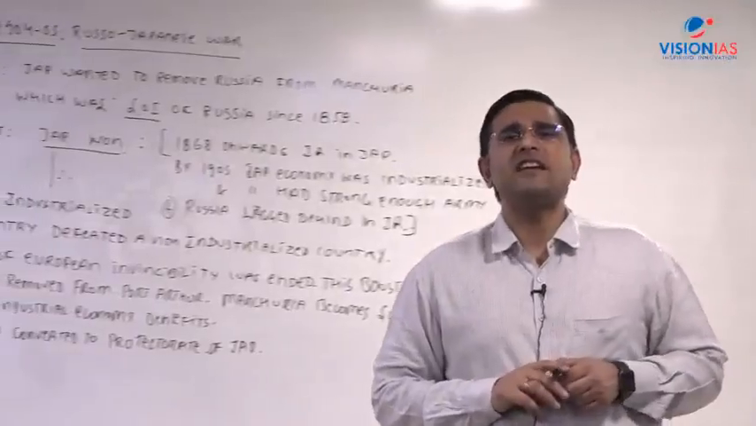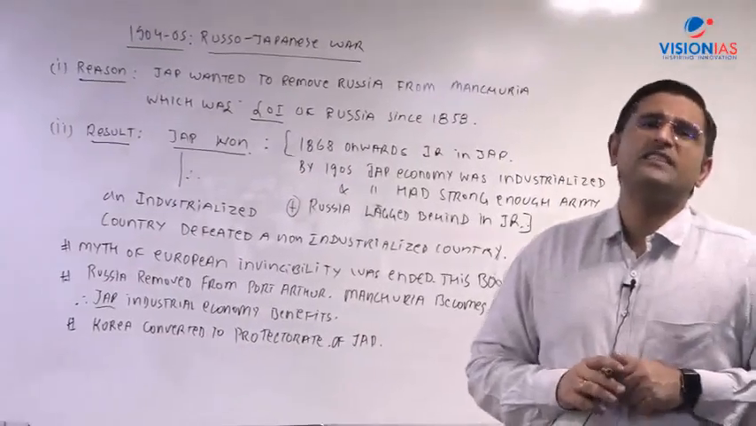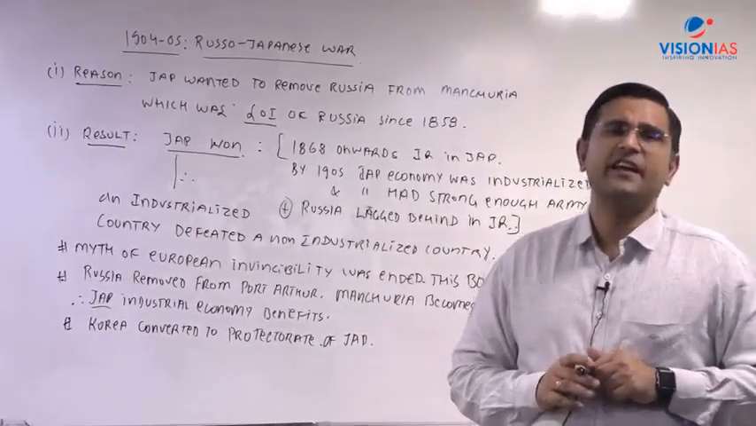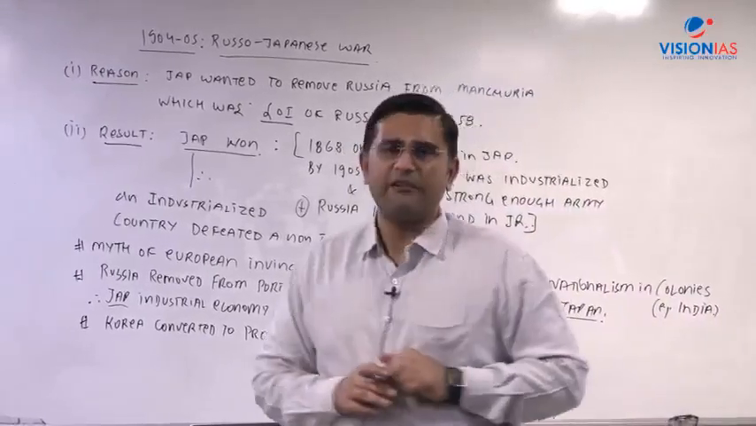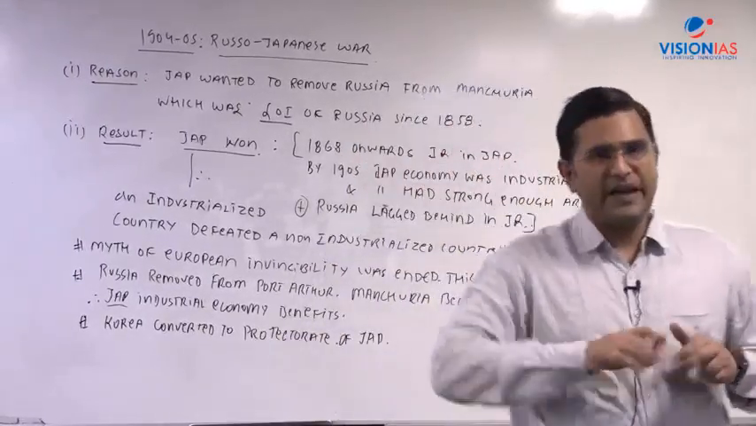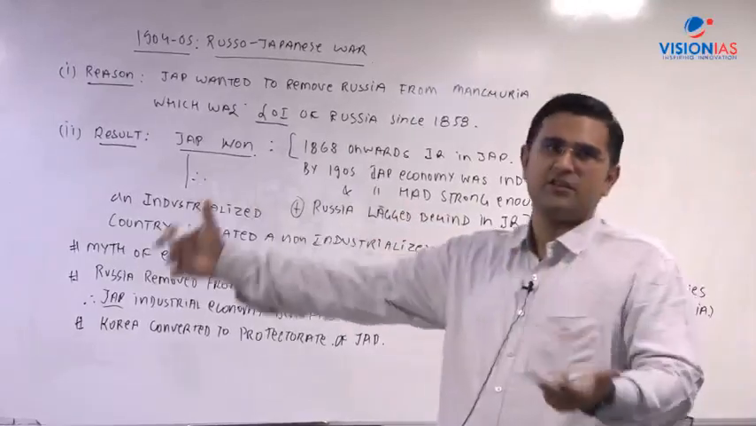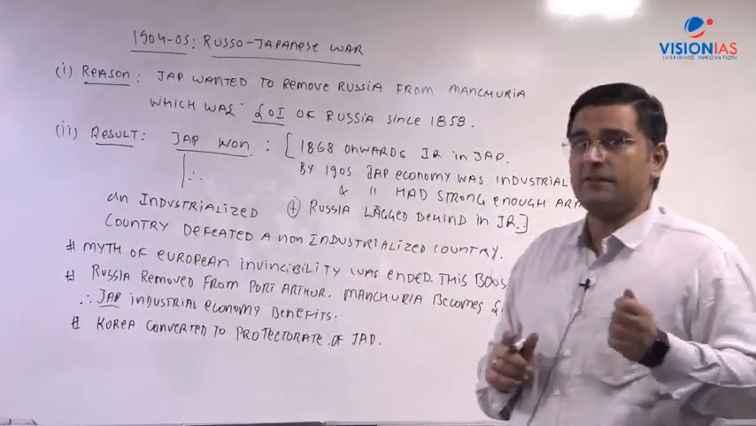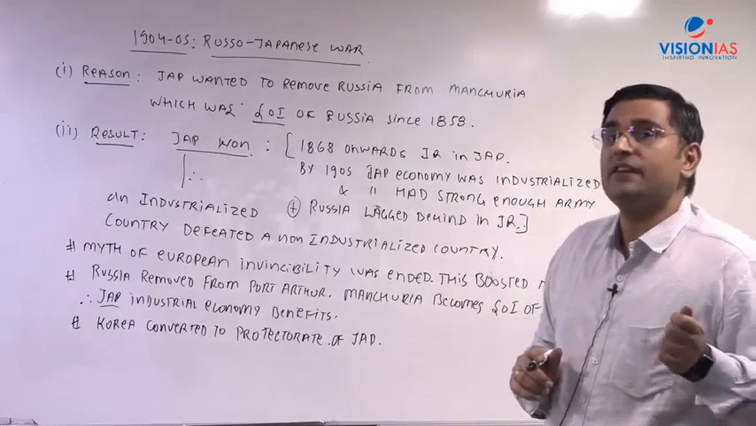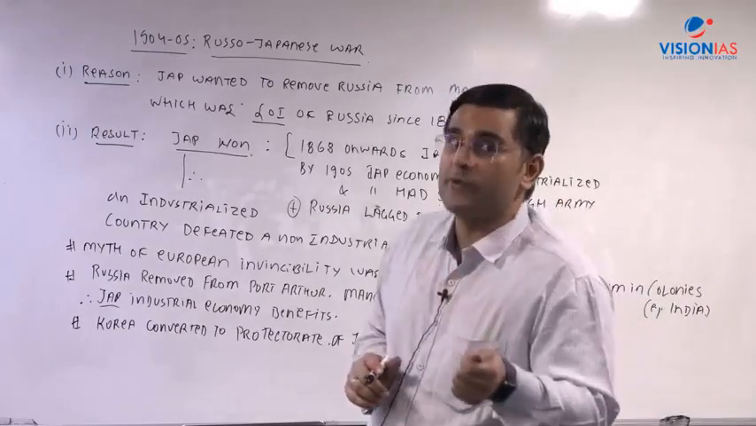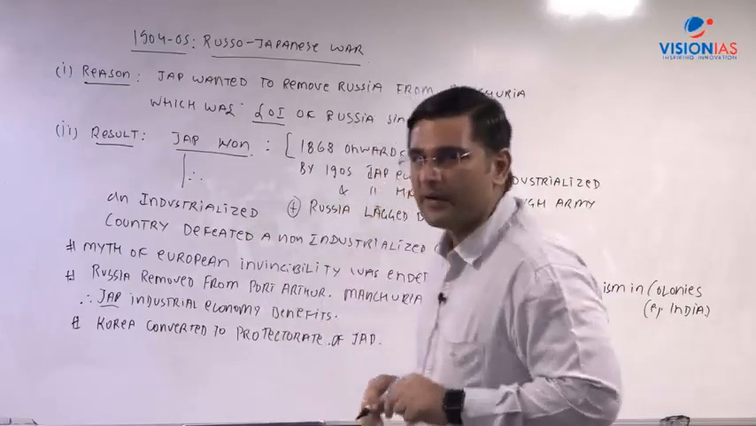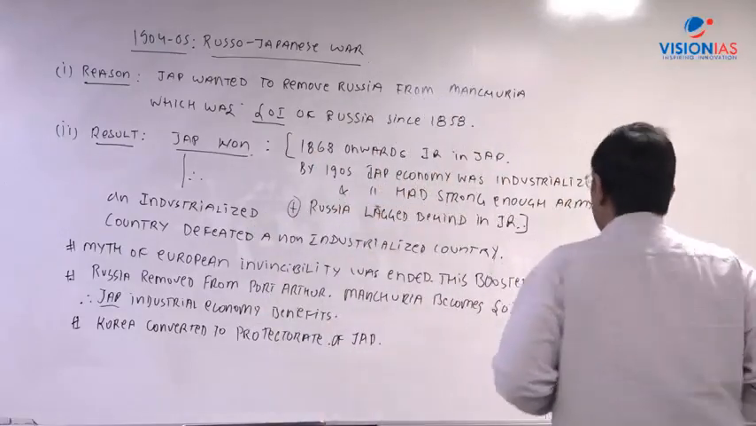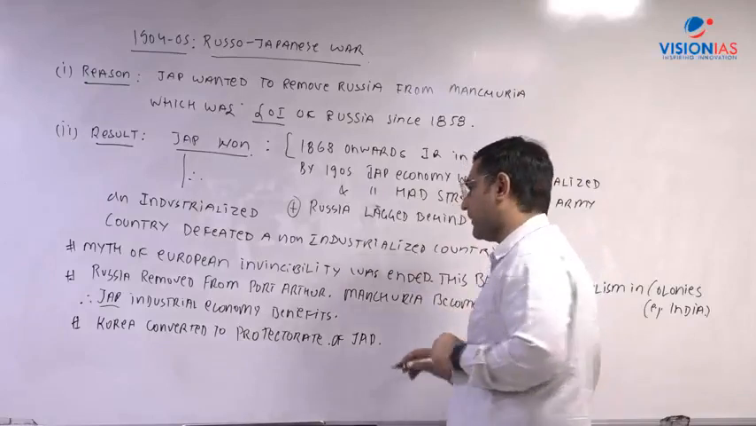There was actually a secret agreement between US and Japan, whereby US said that I will pressurize Russia to agree to the territorial gains you are seeking, but in return, Japan, you allow US companies into the areas which are under your influence. So there was this murky kind of a secret agreement between the US and Japan, right? So that is the reason for this particular thing.